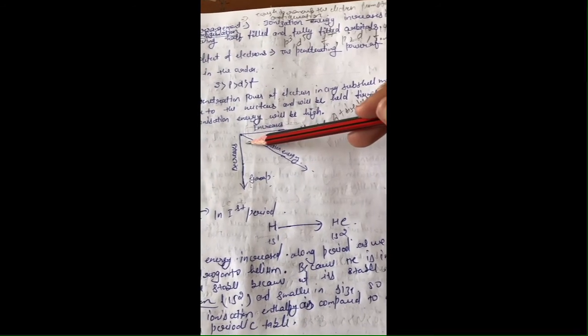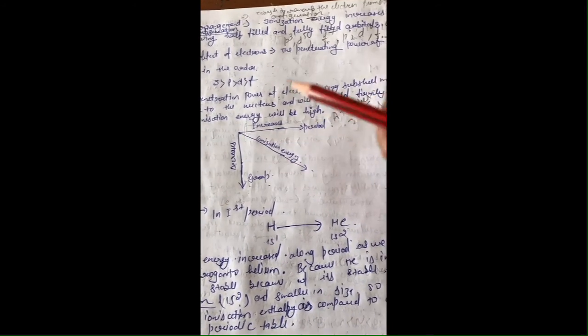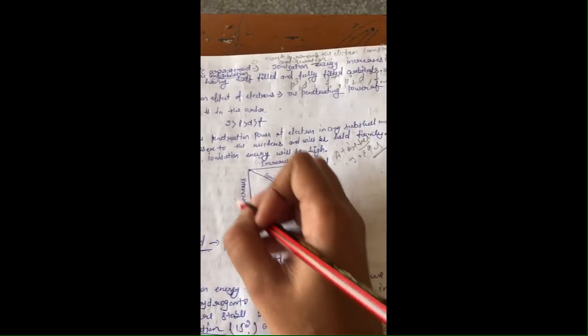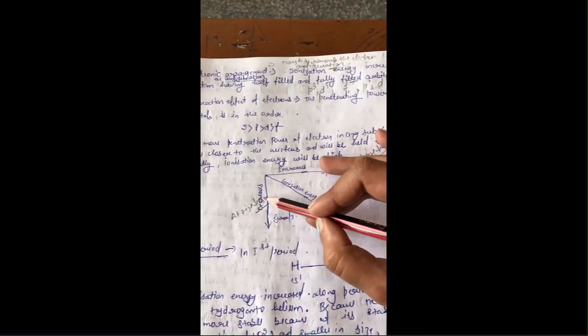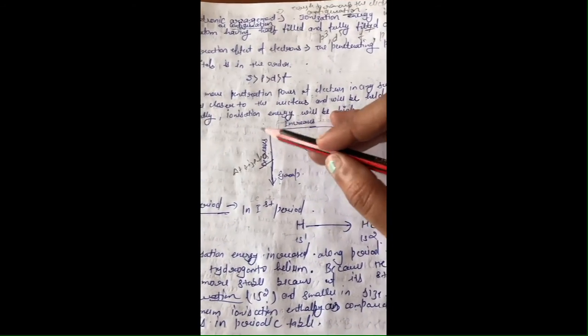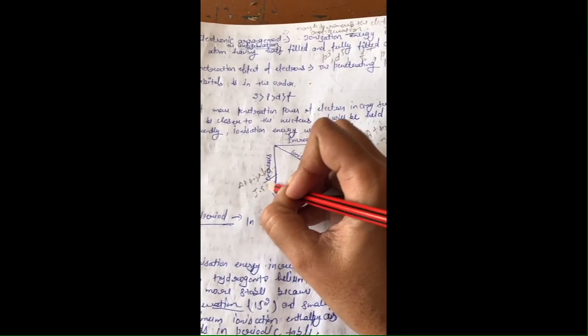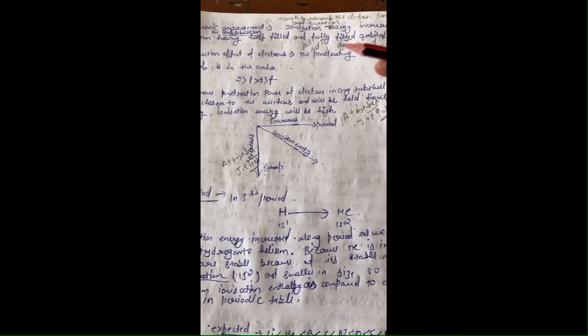Clear? If the size of the atom increases, then the attraction between the nucleus and outermost shell electrons is going to decrease. So ionization enthalpy is also required in a lesser amount. Clear? It will become very easy to remove the electrons from these types of groups. Clear? So next we have to see some exceptions in period and group.